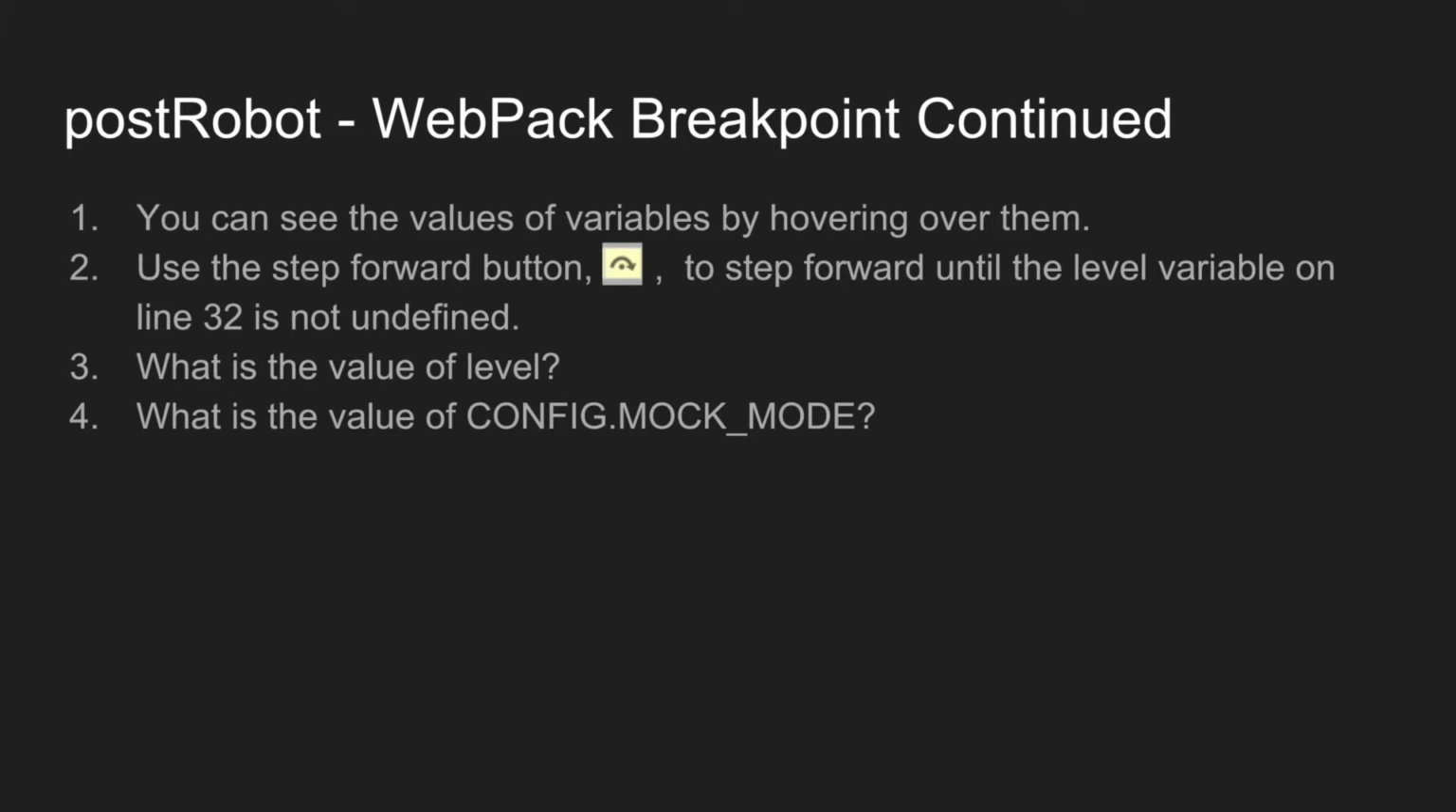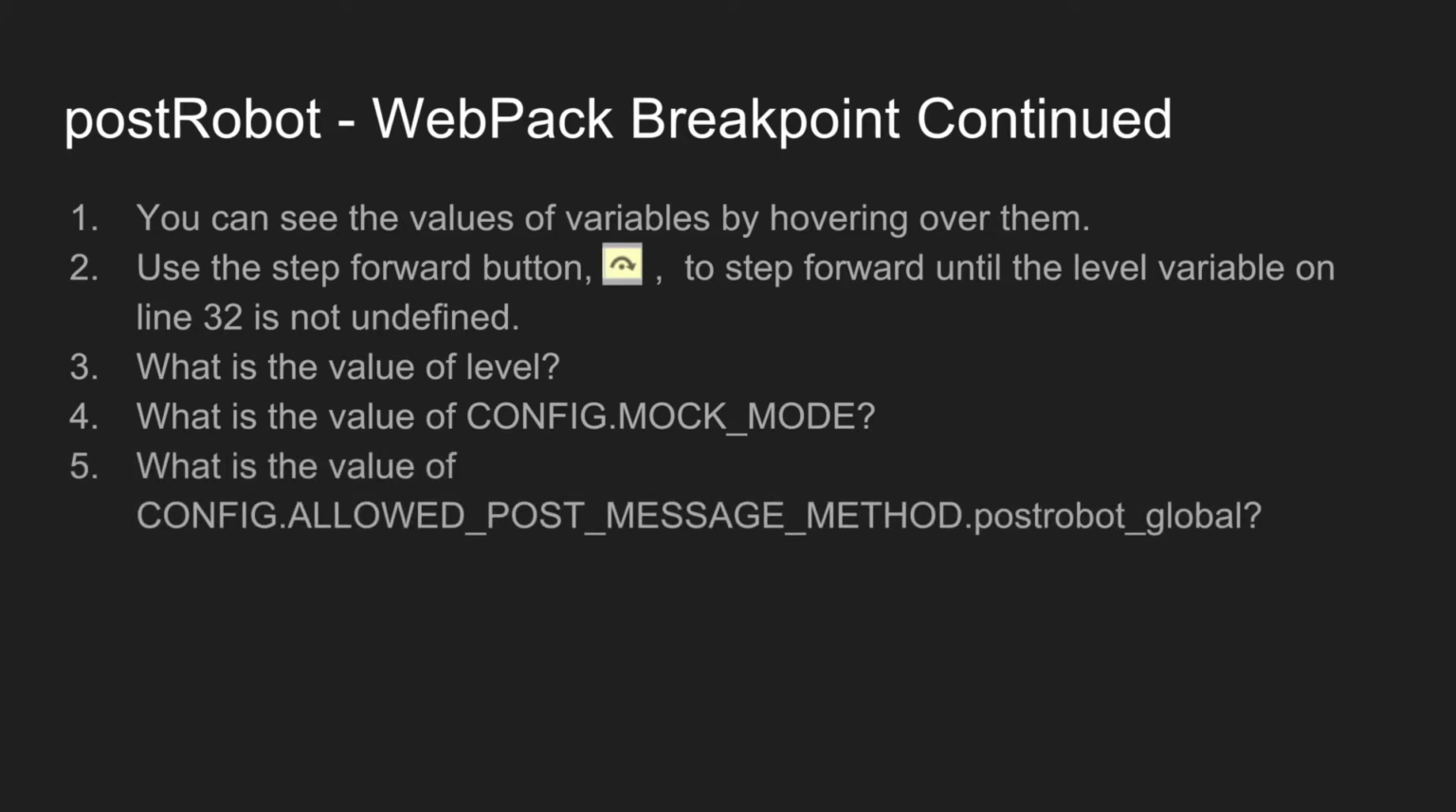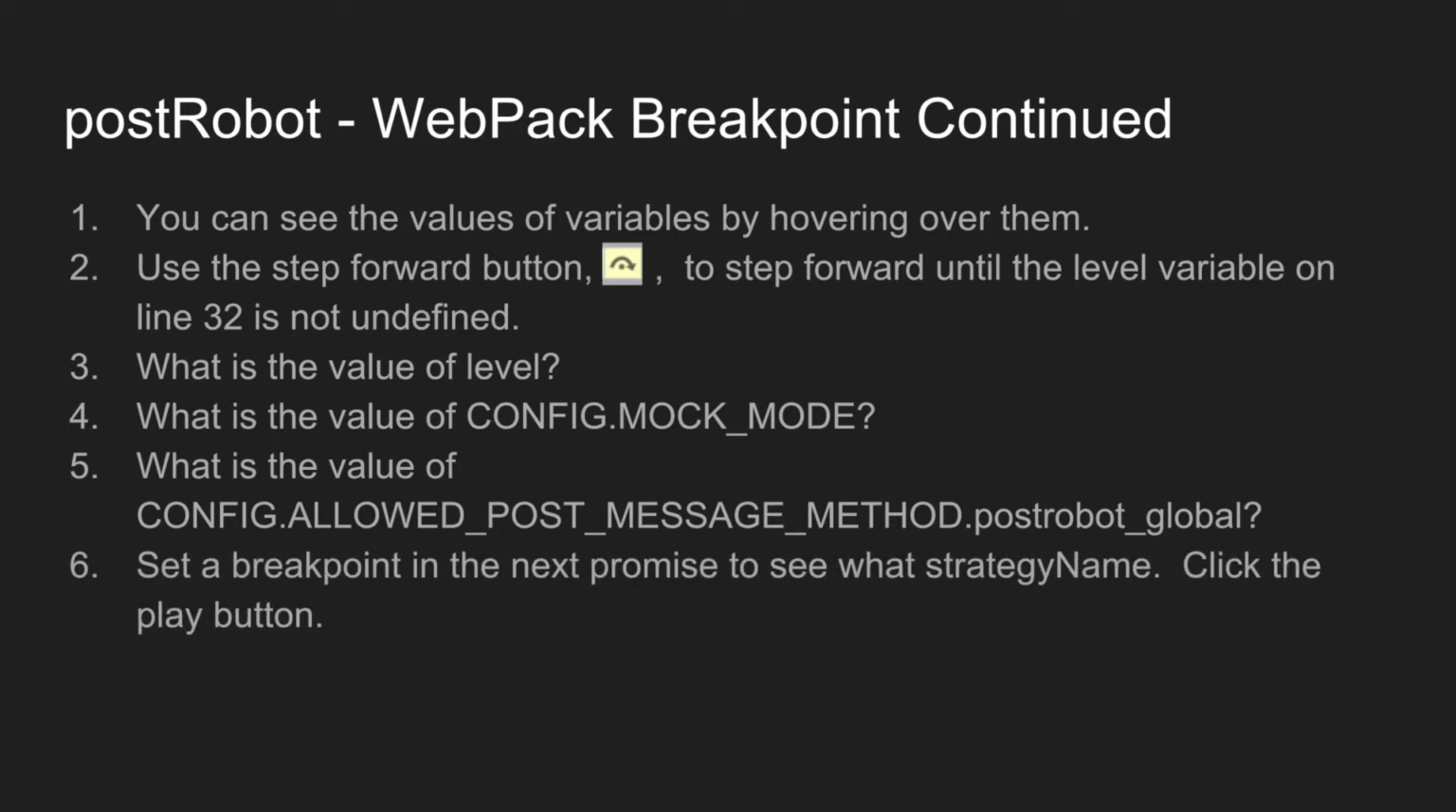I also want you to figure out what the value of config.mock_mode is. And then what the value of config.allowed_post_message_method.postRobot_global is. And then I want you to set a breakpoint in the next promise to see what strategy name is. Click the play button to stop in that next promise, and then see what the value of strategy name is.